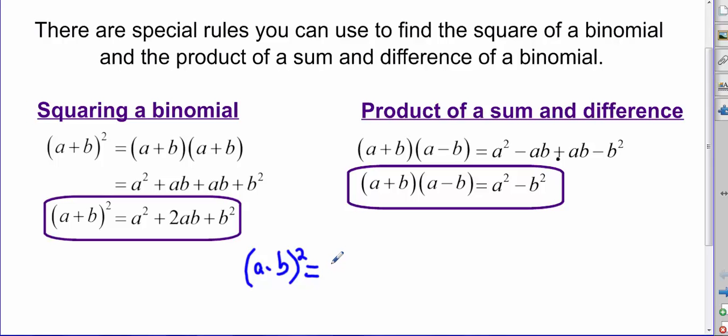So the other formula we need to add to this page is (a - b) squared. And when we do that, we're going to get a squared minus 2ab plus b squared.